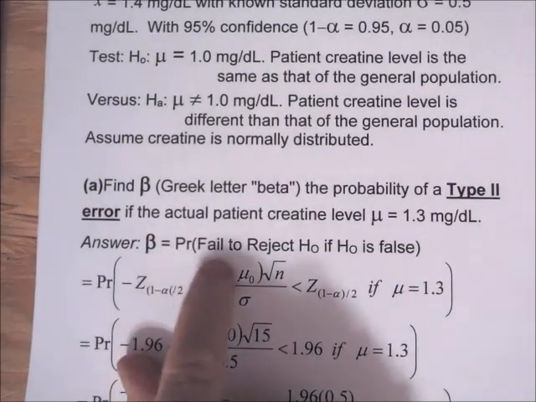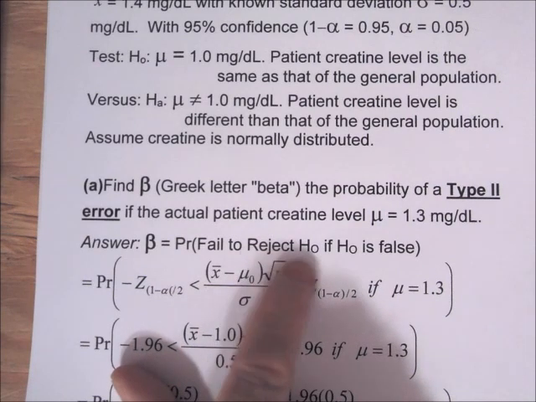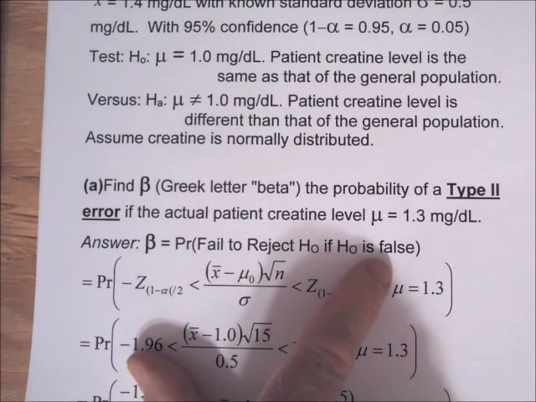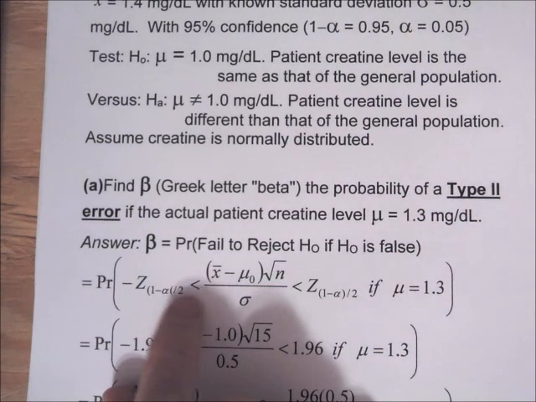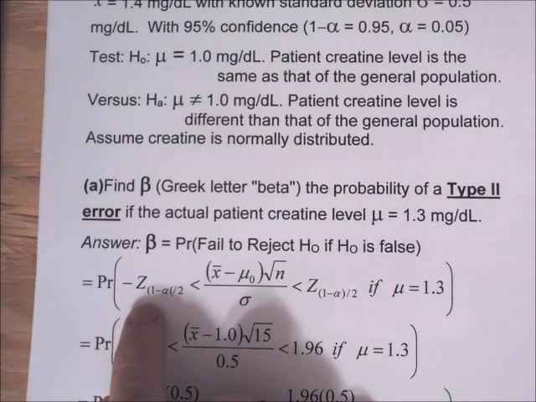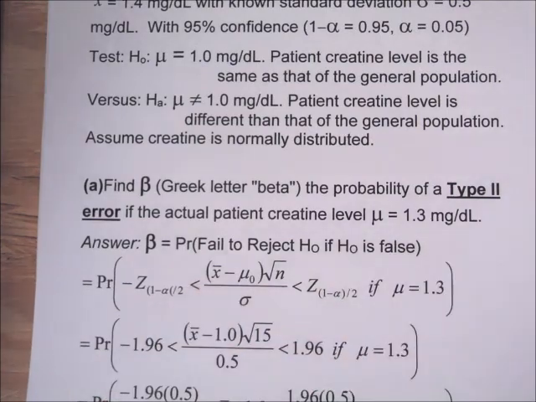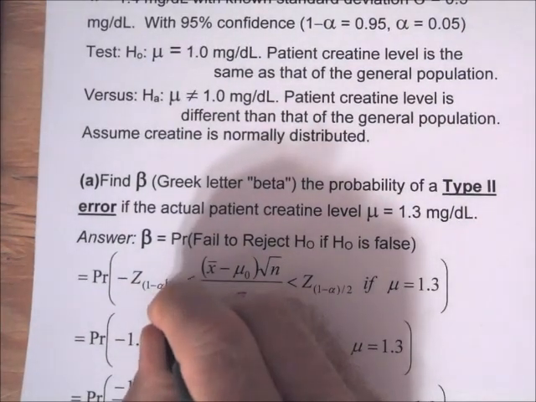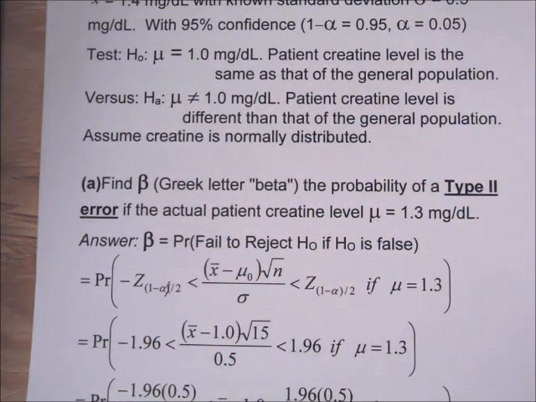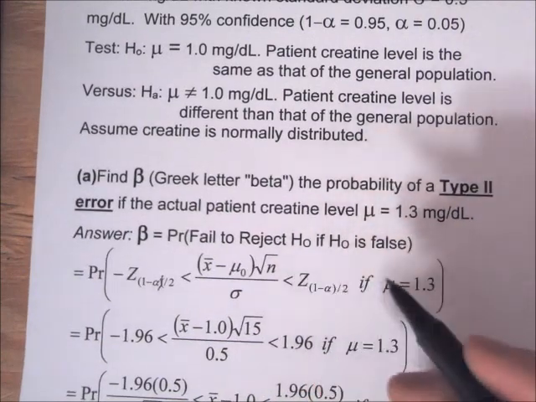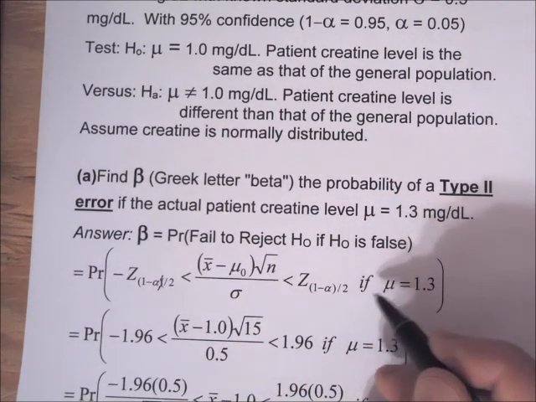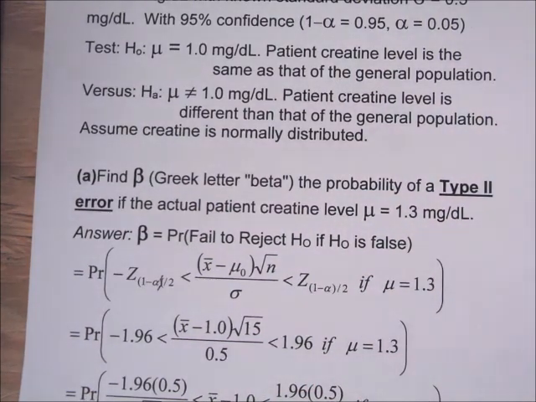So beta is the probability of failing to reject H naught if H naught is false. So it's the probability that z sub 1 minus alpha over 2 is less than x bar minus mu naught over sigma over root n, less than z sub 1 minus alpha over 2, if mu in fact is equal to 1.3.